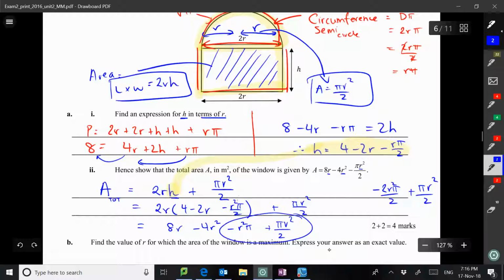Whoops. The reason why is because you multiplied 2r to this, and 2r to that, and then 2r to that, so the r's get squared. And so this works out nicely. 2r squared pi plus r squared pi, that becomes minus r squared pi on 2. It's all fractions here. So therefore 8r minus 4r squared minus r squared pi on 2. And there you go. That works.